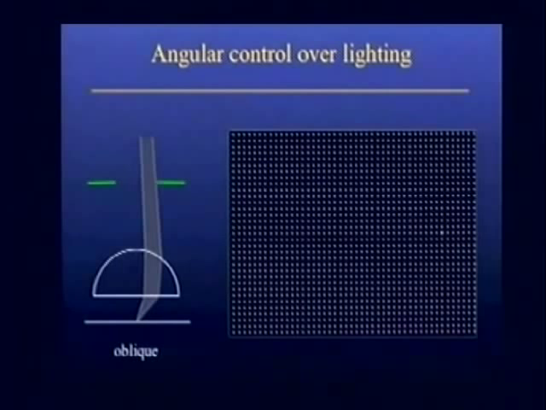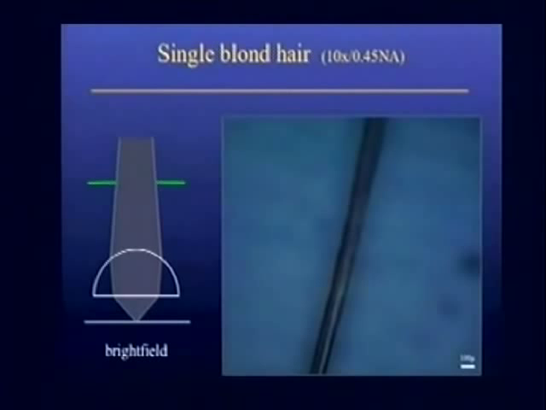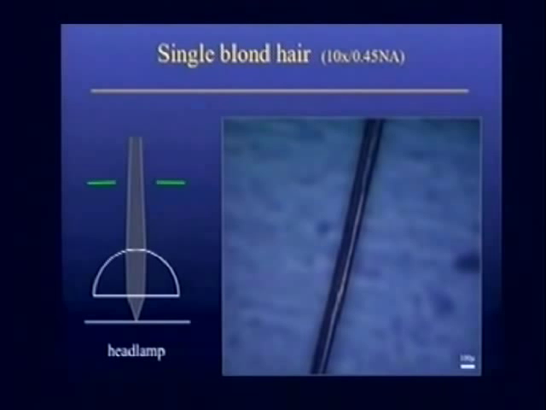So let's see what that actually looks like. We're looking at a single blonde human hair. And with a bright field, that's what it looks like. If I narrow myself down to a headlamp, then I get a nice strong specular highlight here off the outer surface of the hair.